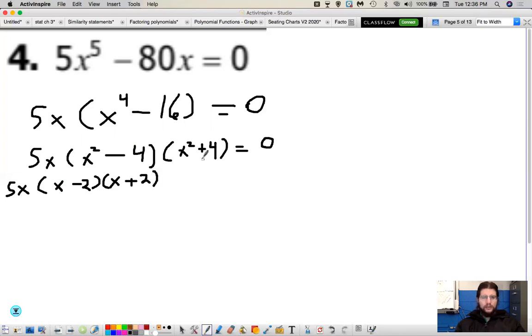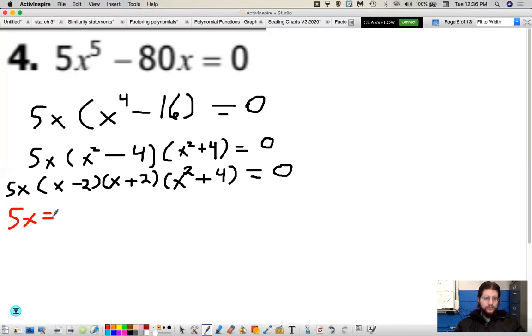Now let's check this one. X squared plus 4. Hey, it's a sum of squares, which isn't a thing. So we're done. Is it sum of cubes? No, it's not. We cannot break this one down any further. Oh, look at that. We have 1, 2, 3, 4 factors to set equal to 0. Yay.